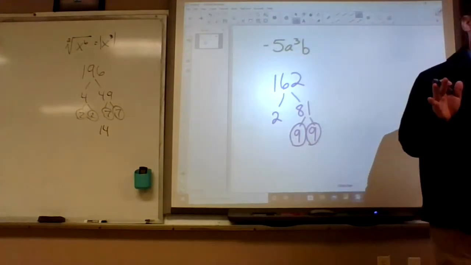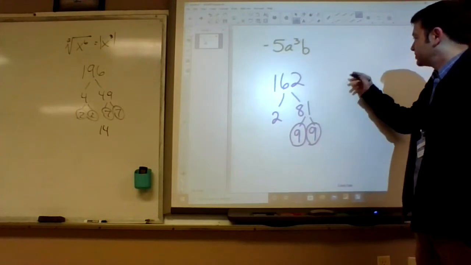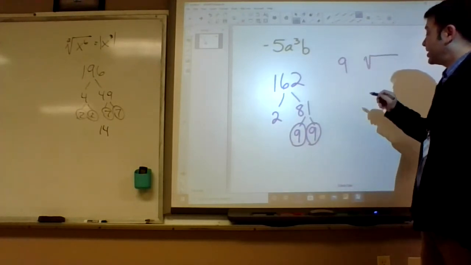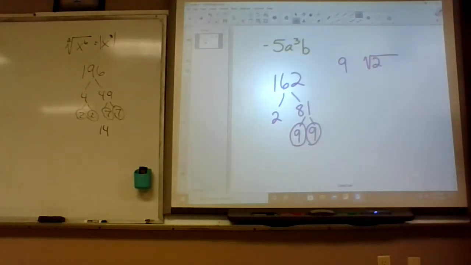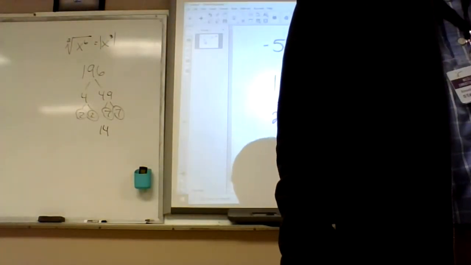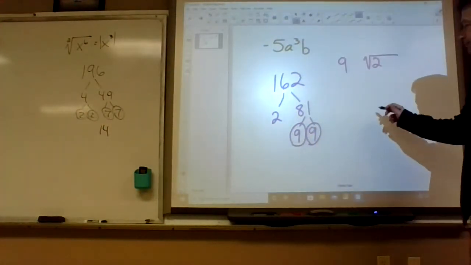Now remember, this is only part of the problem. So here's what I'm going to do. I'm going to put 9, and I'm going to put a gap, and the square root of 2 goes inside, because I still have to deal with the letters. And the letters are going to do something similar, but it's an odd number. Okay, a cubed. Does a cubed have a square root? No.